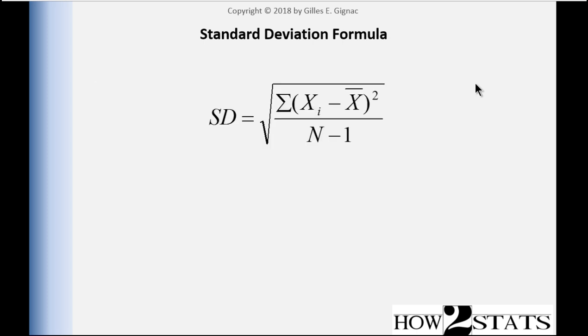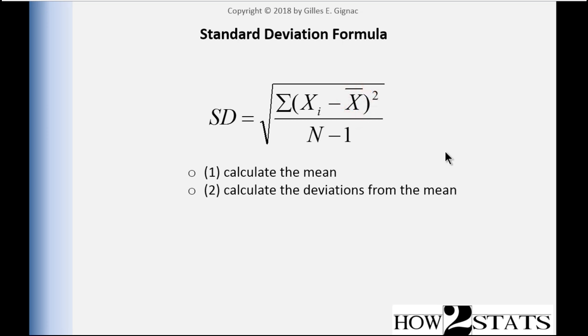So here's the formula. I mentioned before the first step is calculate the mean, and the mean in the formula is right here. So that is a representation of the mean. X bar is the first step. And then the second step is to calculate the deviations from the mean.